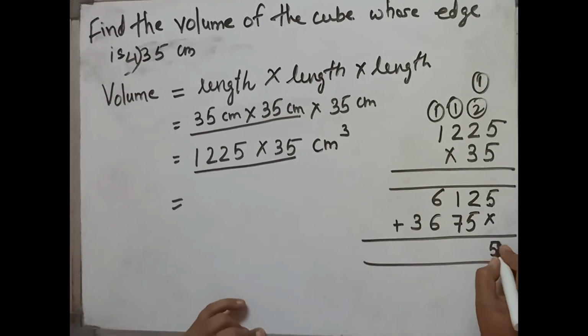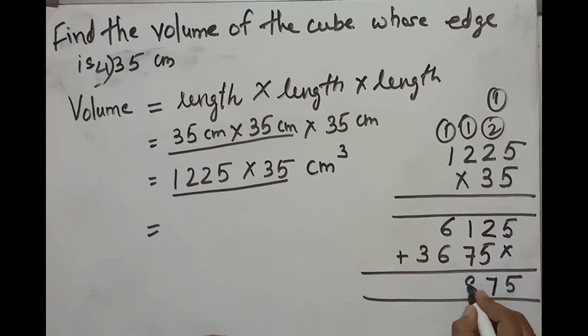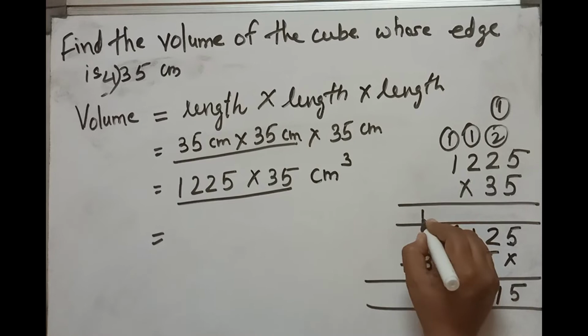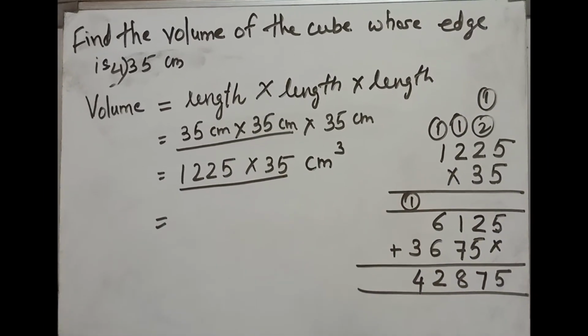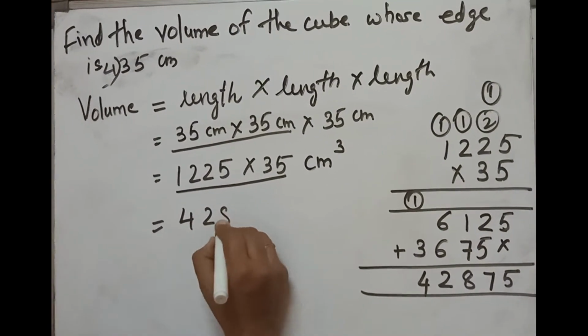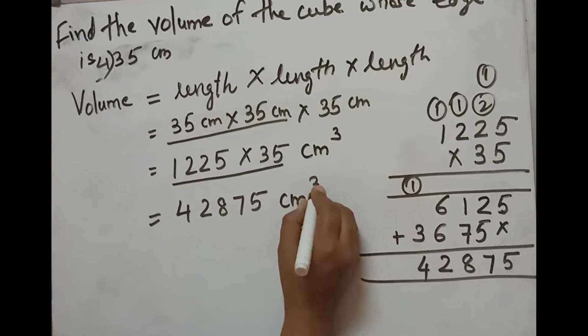Now add: 5 plus 0 is 5. 5 plus 2 is 6, 7. 7 plus 1 is 8. 6 plus 6 is 12, 2 and 1 carry. 3 plus 1 is 4. So what is our answer here? 4 2 8 7 5 centimeter cube.